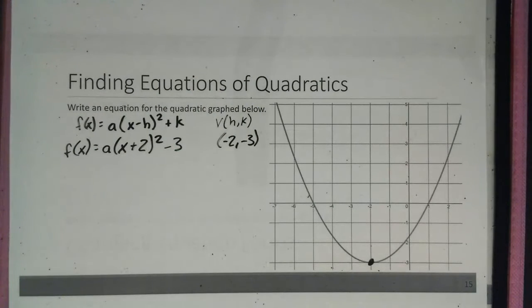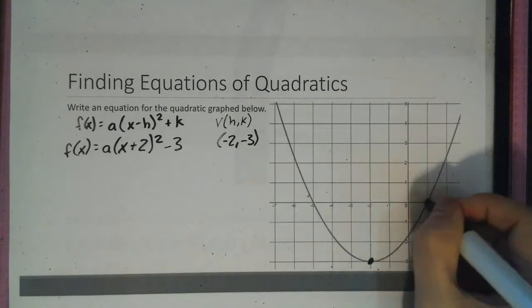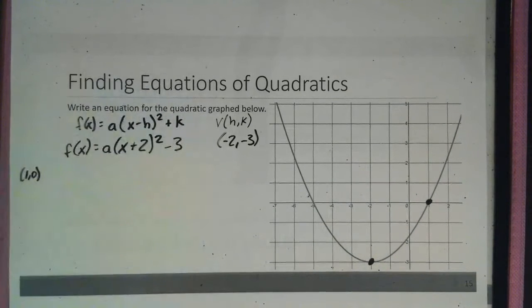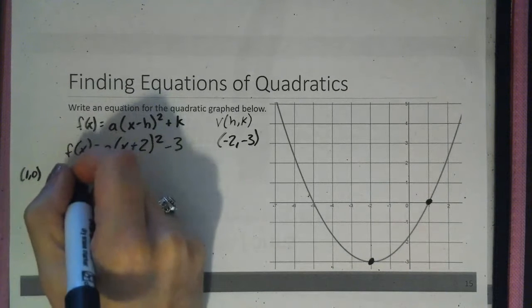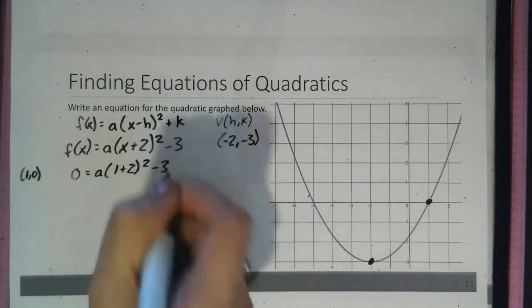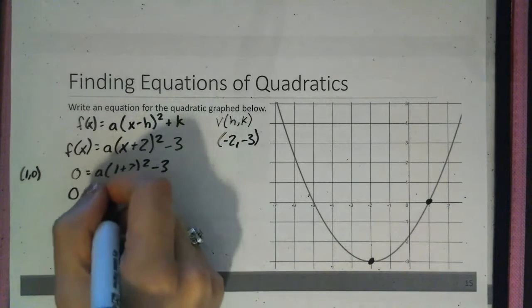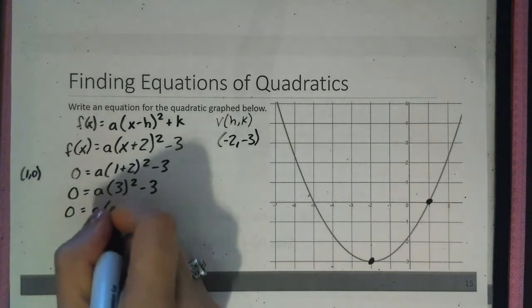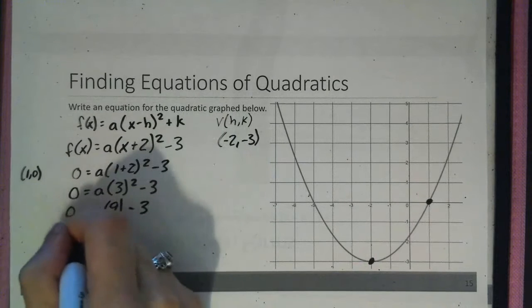From here, I need a point on my graph other than the vertex. Any point on this graph works as long as it's not the vertex. I kind of like this guy because it has a 0 in it. I know that the point 1, 0 is on my graph, so I should be able to plug that into my function and get a true statement. So that would give me 0 equals a times 1 plus 2 squared minus 3. So 0 is equal to a times 3 squared minus 3. So 0 equals a times 9 minus 3.